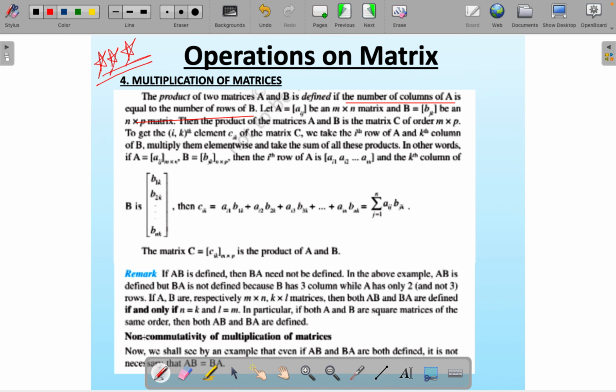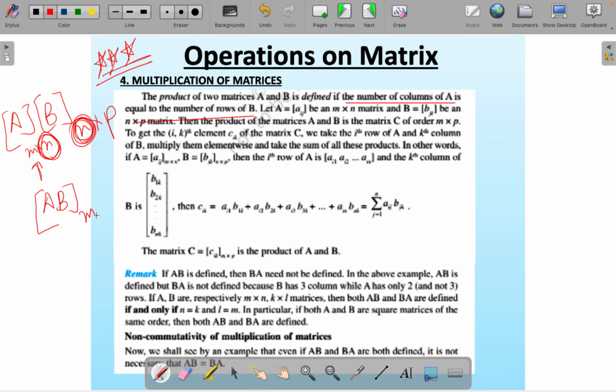That means if I want to find A into B, to multiply, then the column number of A, suppose the order is m by n, the order of B has to be n by something, which can be taken as p. So these two have to be equal. If these two are equal, then only I can say that AB exists. And the order of AB, how will you find it? Whatever is left. The rows of the first one and the columns of the second one remain. That is how you will find the product of two matrices.